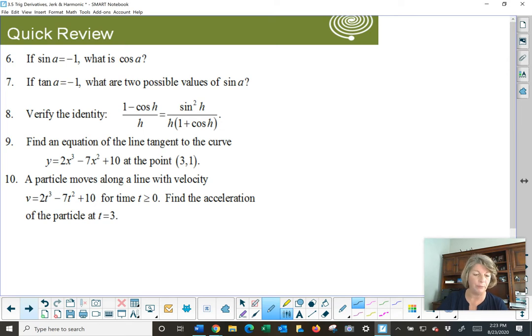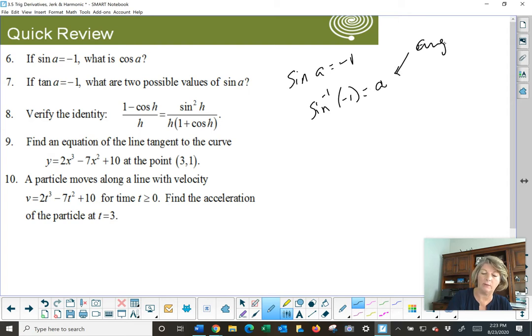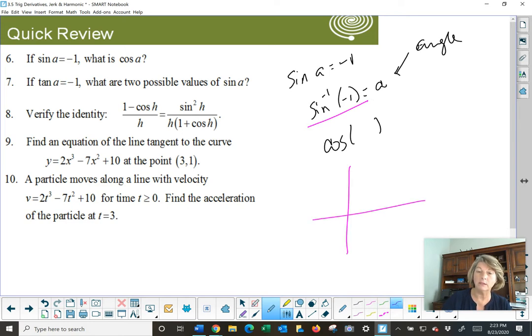Quick little review. If I ask you, if the sine of A equals -1, what is the cosine of A? Do you recall how this works? So if sine of A equals -1, then the sine inverse of -1 equals A. This is an angle that we're looking for, isn't it? And then I want to take the cosine of whatever A turns out to be.